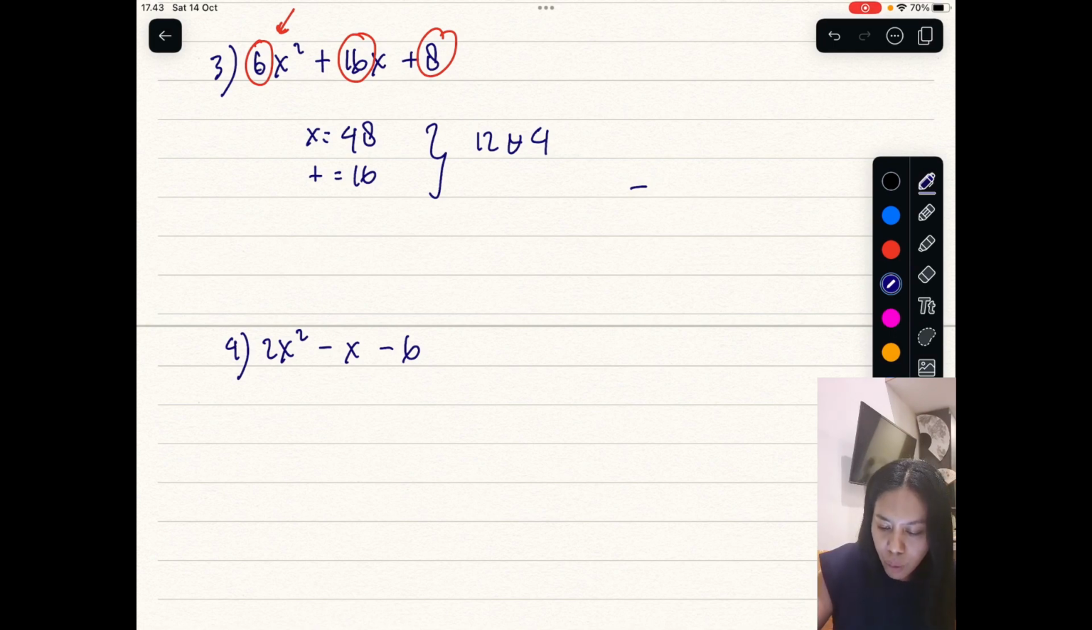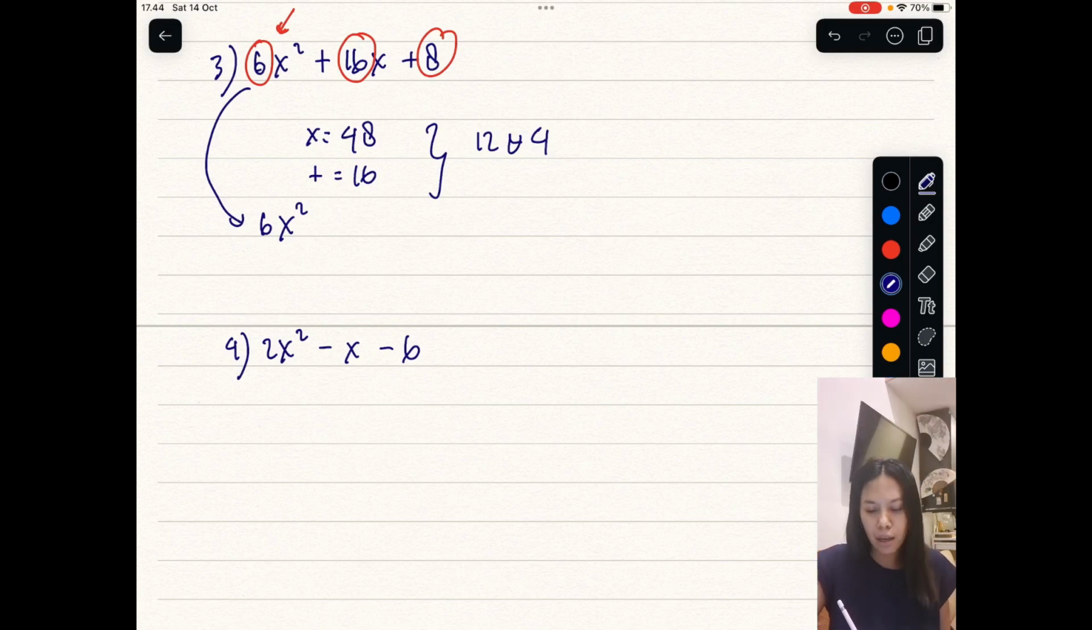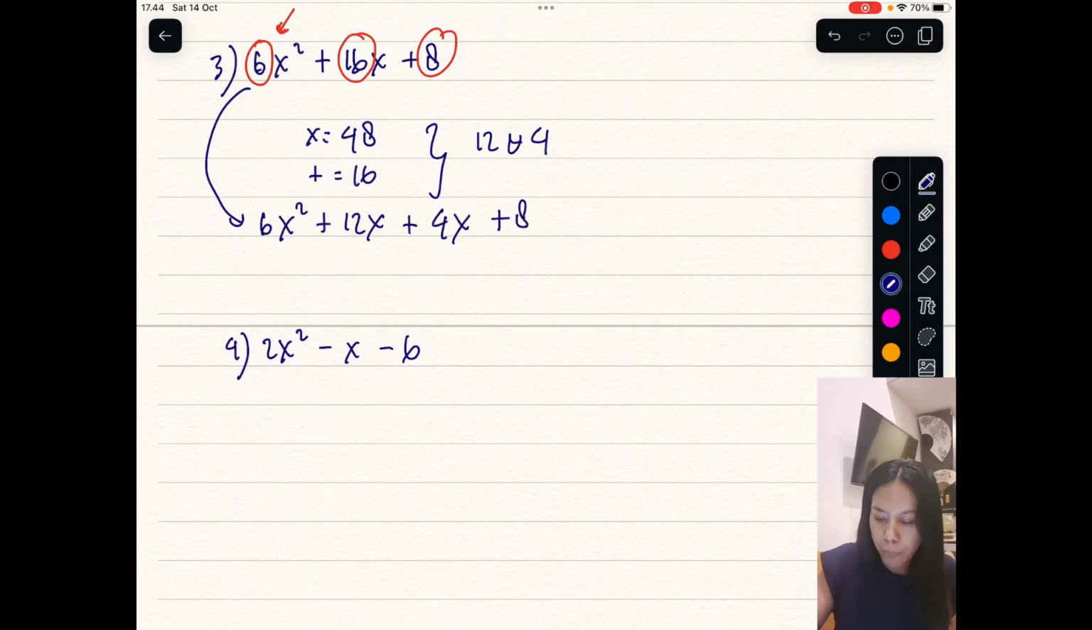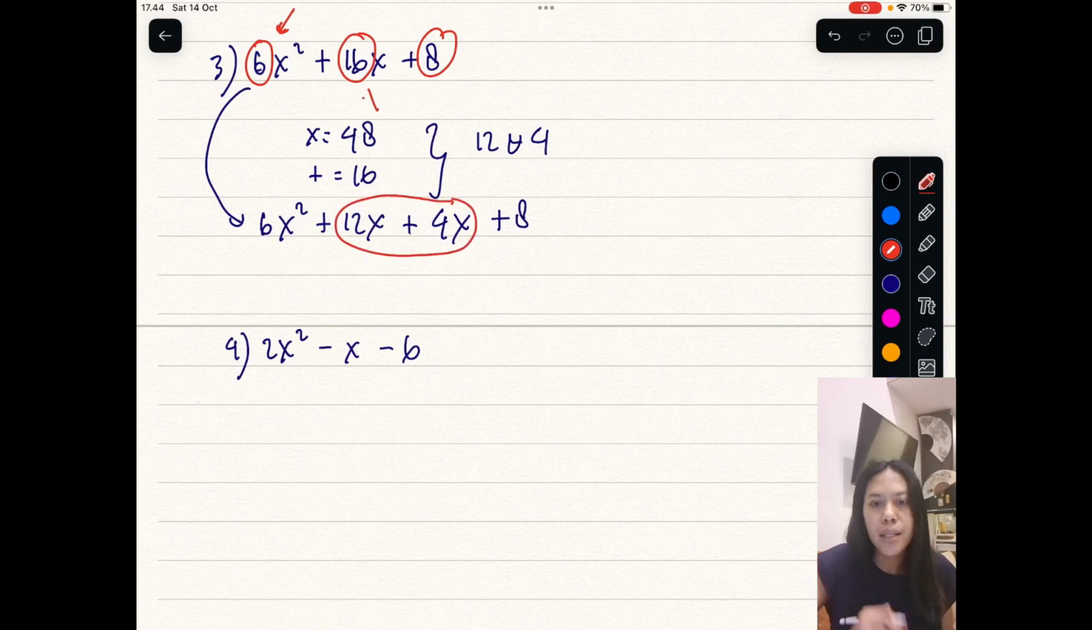So let's rewrite the question again, but we're splitting the middle term. So over here, okay, we're writing the 6x squared. Now can you see the plus 16? We're not going to write plus 16, but we're going to write 12x and 4x. So plus 12x and then plus 4x and then plus 8. So pay attention. This 12x and that 4x is actually the 16, the middle term. So that's what we're doing.